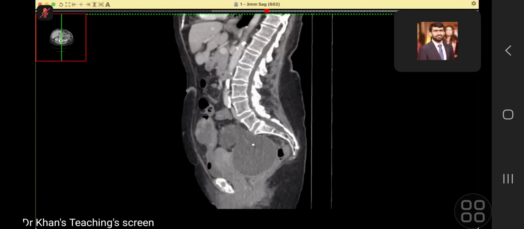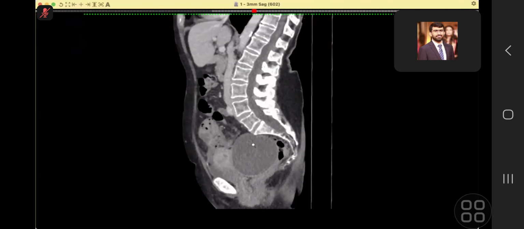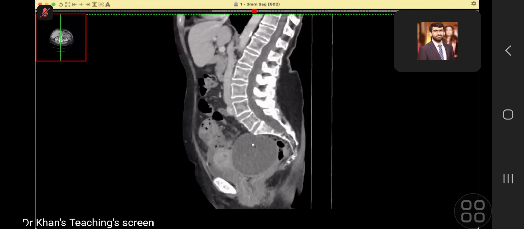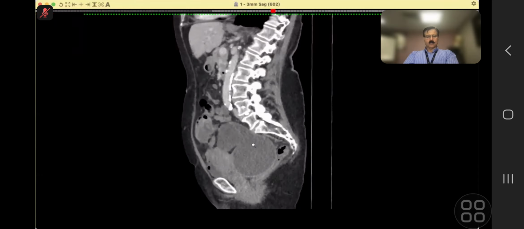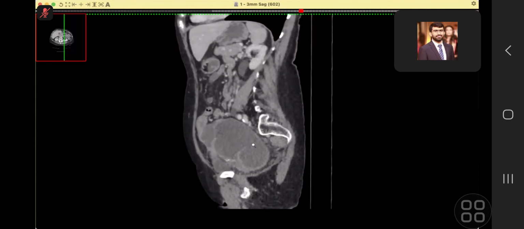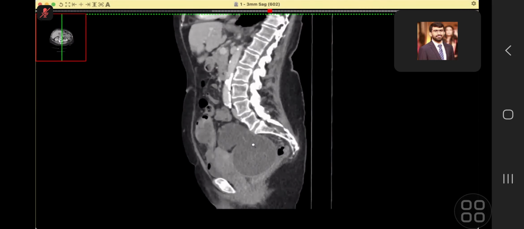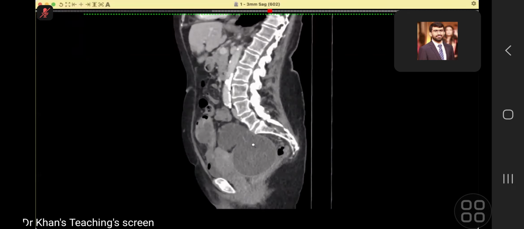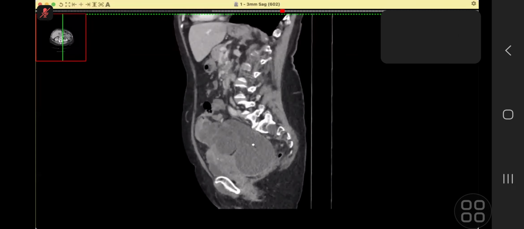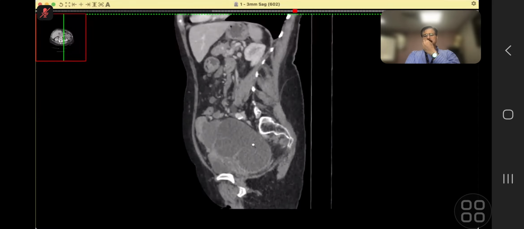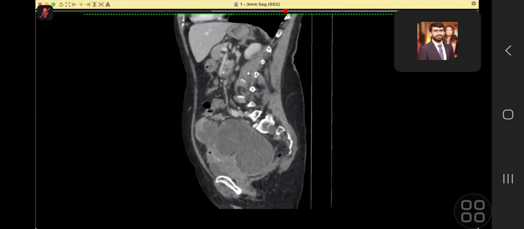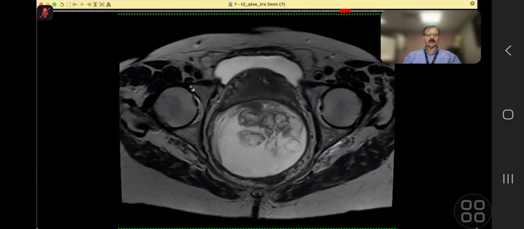So this is a well-defined lobulated cystic lesion, which is anterior to the rectum and posterior to the uterus. What would you like to do next? Sir, next I would like to have an MRI of this patient. Okay, here you are.